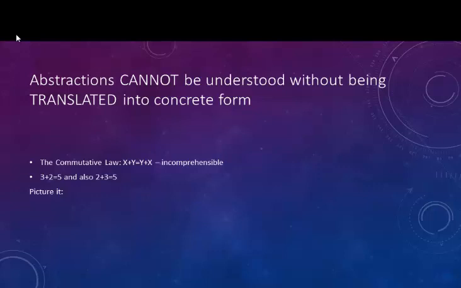For example, in algebra we have something which is called the commutative law: x plus y equals y plus x. Now you can understand it directly, but actually this understanding is an illusion. You get an illusion of understanding, and you don't get real understanding unless you can translate it to what it means on the ground.